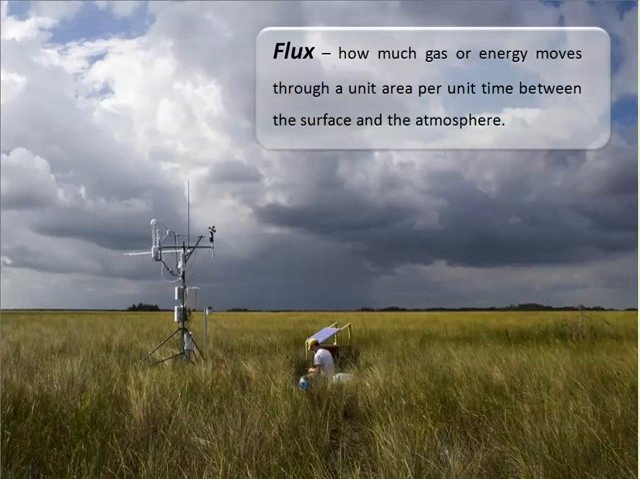First, we're going to talk about flux. Flux in this particular area of research is how much gas or energy moves through a unit area per unit time between the surface and the atmosphere. And here, when we're talking about Eddy Covariance, we're going to talk about fluxes that originate from and are integrated over an area ranging from hundreds of meters up to kilometers.